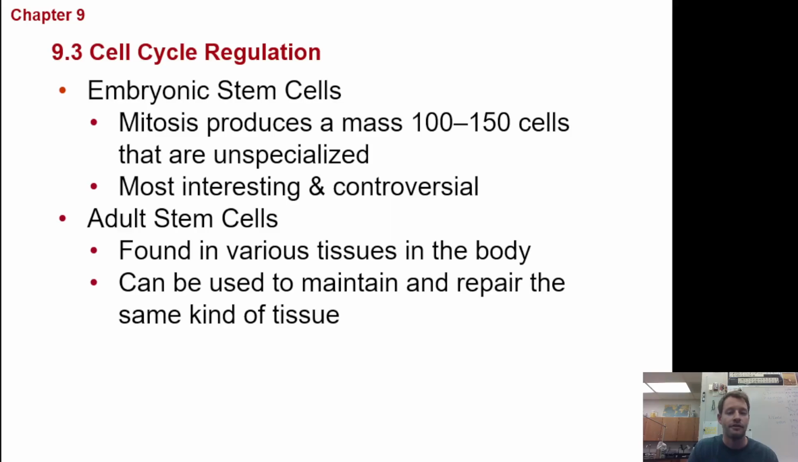Adult stem cells are found in various tissues throughout the body. They can be used to maintain and repair the same kind of tissue, but we can't specialize those cells to a different type. And that's it for cell regulation.